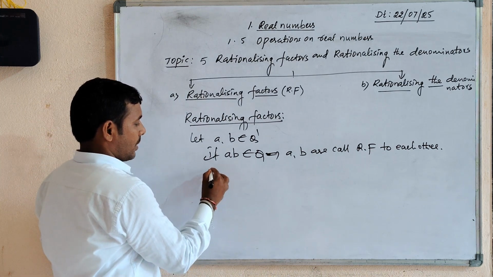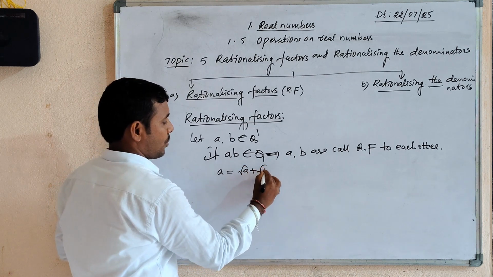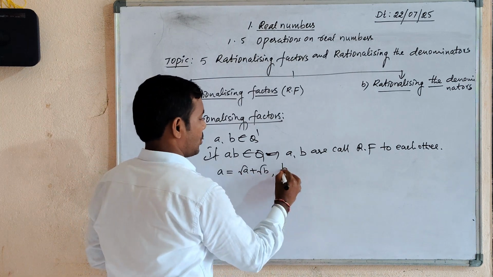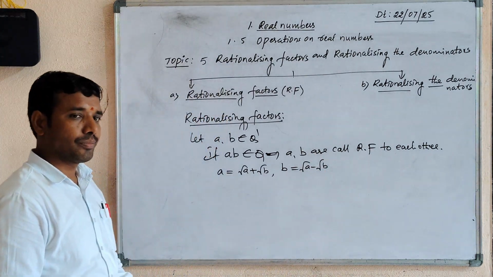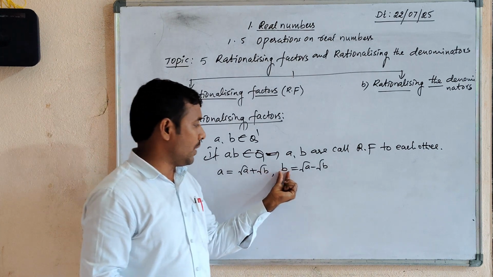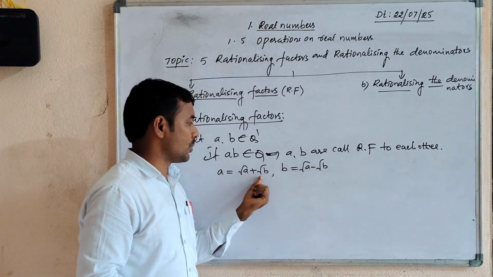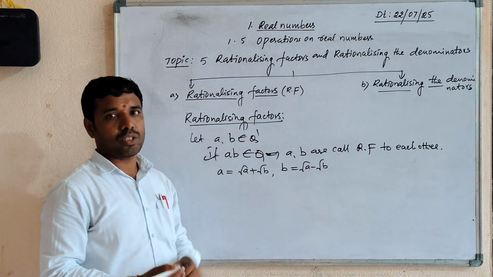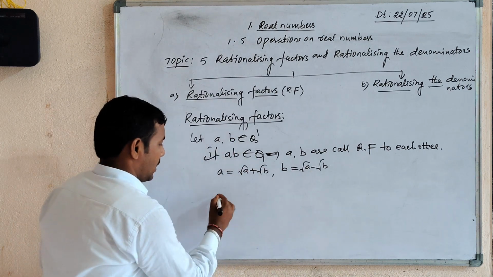Let us see. Let a be equal to square root of a plus square root of b, and let b be square root of a minus square root of b. According to my concern, these are the values I consider for a and b, even though these two are irrationals only. We already discussed that a and b must be irrationals. Let us find the product.